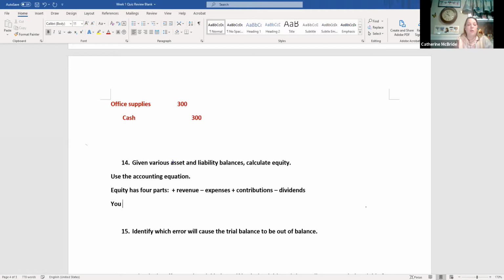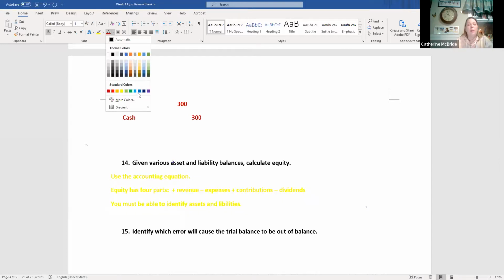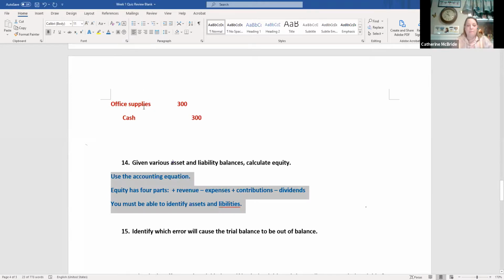And you must be able to identify assets and liabilities. So when you do this, the assets, for example, may have more than one number under them. They probably will have. Does that make sense? Mm-hmm.